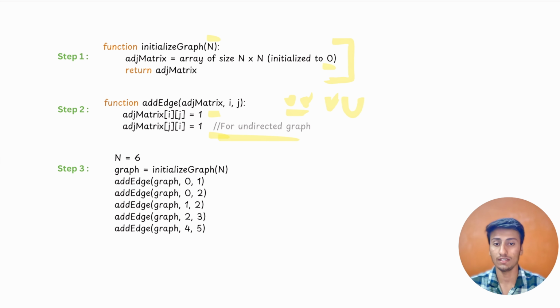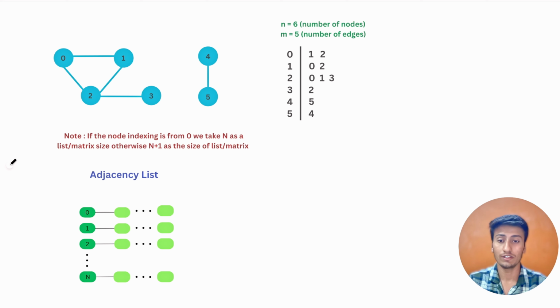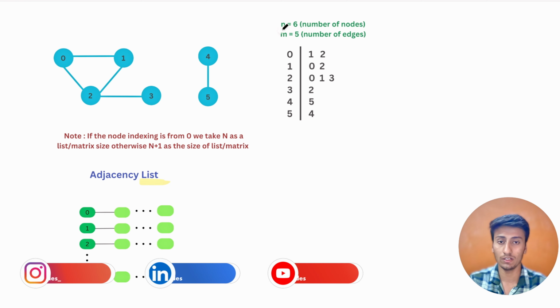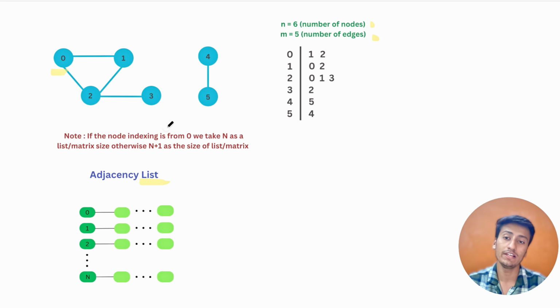Now let's see how to do it the other way. Let's see how we can also define a graph using a list. So with the same example, we would be given n and m, where n would be the number of nodes and m would be the number of edges. And the one thing that we have to keep in mind is, if the nodes start from 0, the size of the list or matrix would be n. And if the nodes start from 1, we will take the size of our list or matrix as n plus 1.